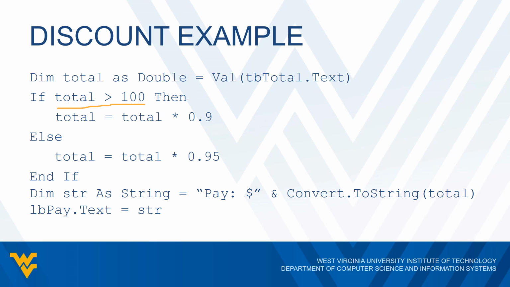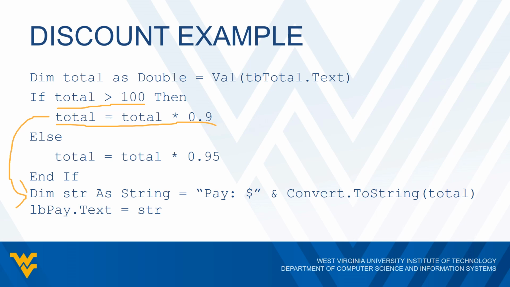If this is true, then we're going to execute the then portion of this statement. So that would be this line of code right here. So we would take 0.9, multiply it by total, and store it in our total. So that gives us our 10% discount. And if that happens, then we're going to skip the else portion and go down to here to handle the rest of the code.